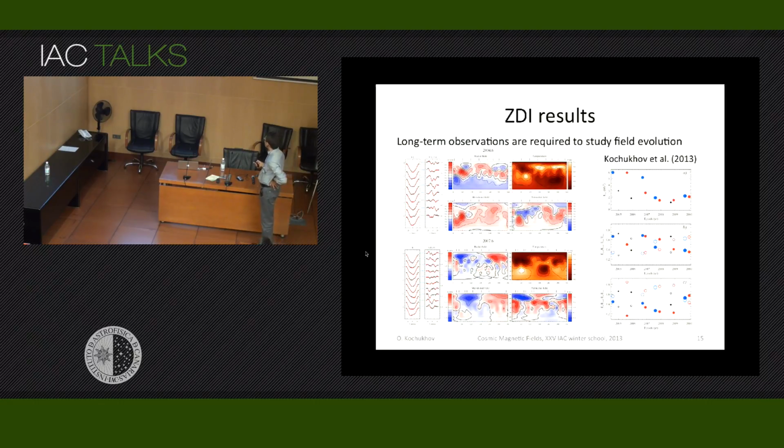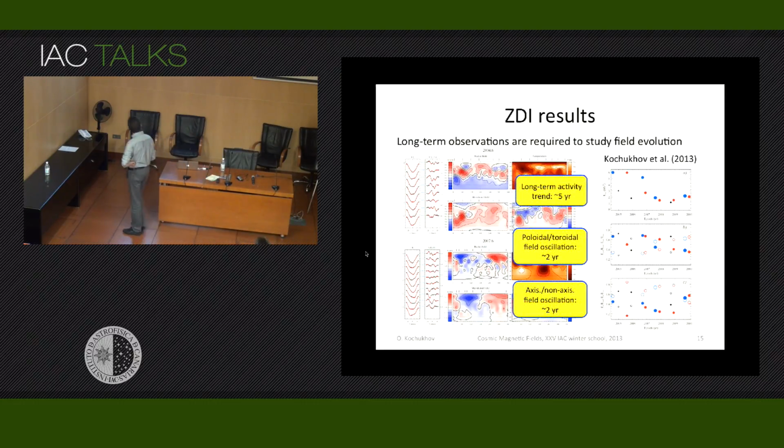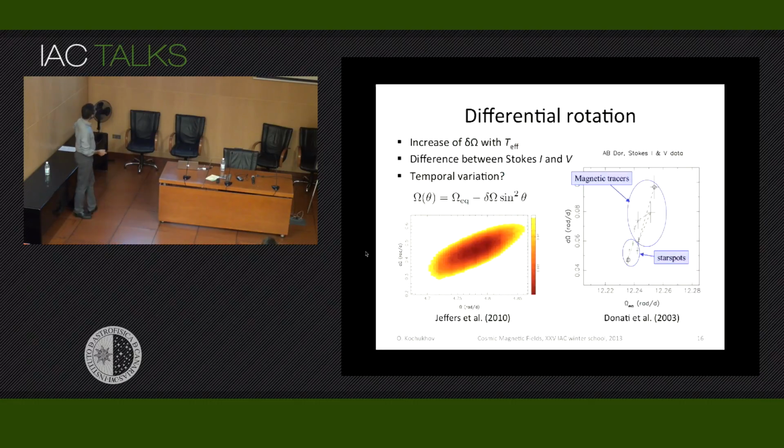But if one looks at the relative energy in the poloidal and toroidal components, some kind of oscillation is seen. The toroidal component energy is shown with open symbols, and poloidal with filled symbols. There is also oscillation if one compares energies in the axisymmetric and non-axisymmetric components of the field. And all this is awaiting theoretical interpretation. This basically repeats what I said.